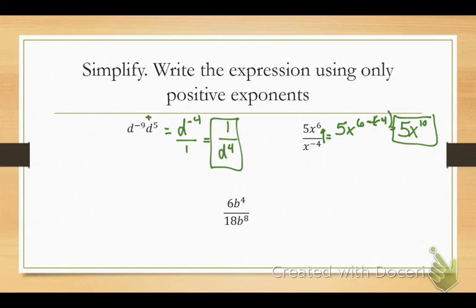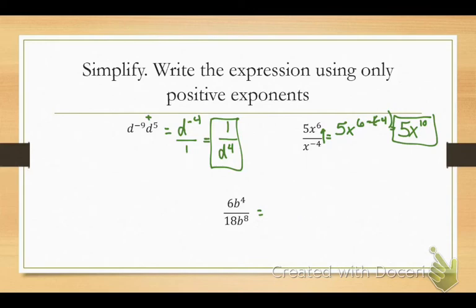All right, last one. 6b to the 4th power over 18b to the 8th power. Just pause here for a sec and let you guys solve this one, and then we'll go over it. This is the last question on your test. You do have a review section that we'll go over briefly, but this is the last official question of your test. What is 6 over 18 reduced to?